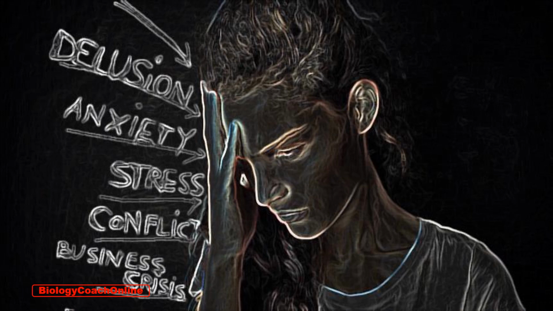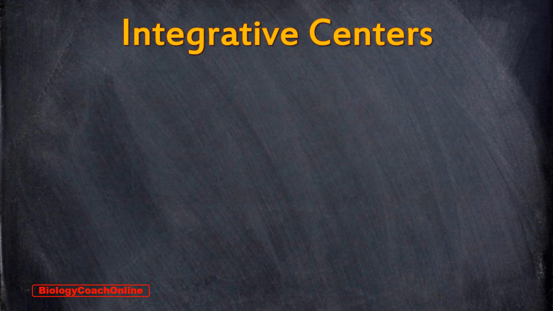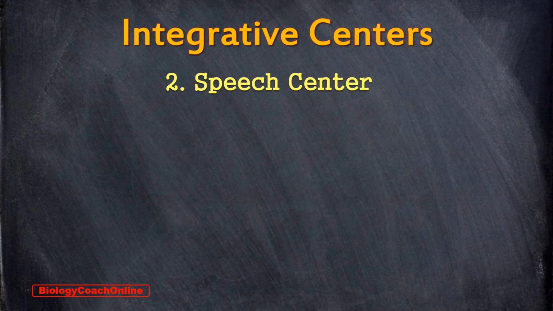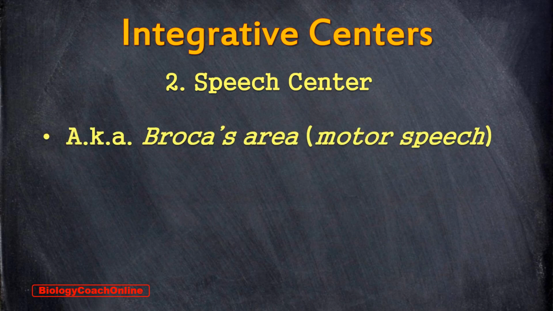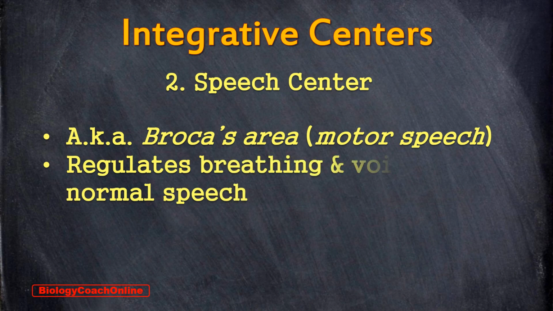The second IC is your speech area. It's also known as Broca's area, after French physician Pierre Broca linked the speech impairments of his patients to damage in the same area of the cortex. That also was 19th century. It's also referred to as the motor speech area. Now, it regulates your breathing and vocalizations.